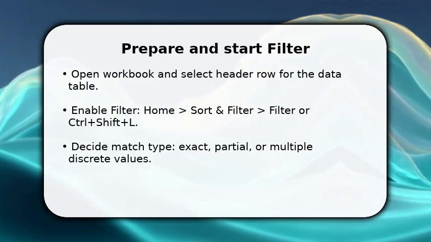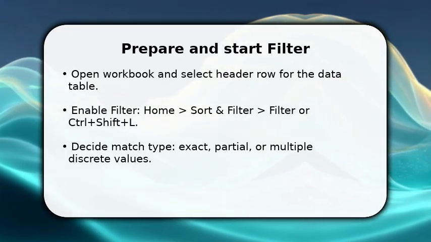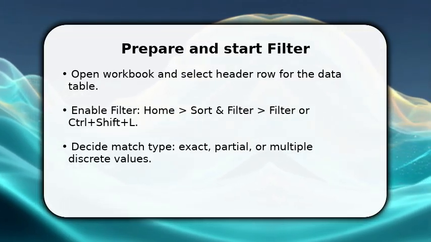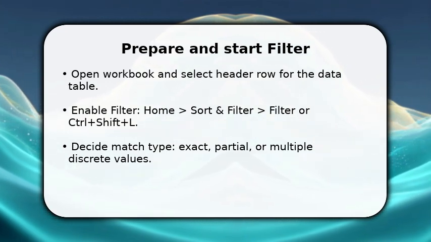Now click the Filter drop-down, and don't use the basic checkboxes yet. You'll switch to text filters or use the search box depending on complexity. Make sure to note if your data is formatted as text or numbers, because that affects comparisons.